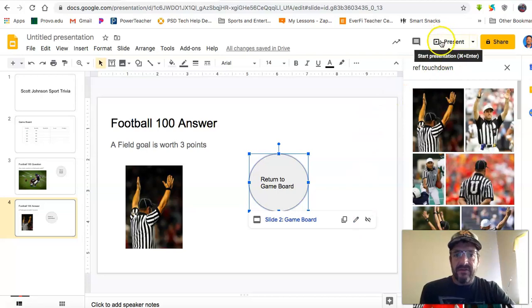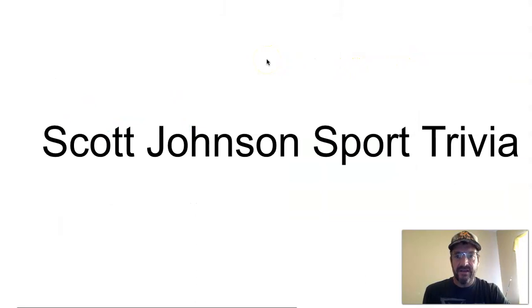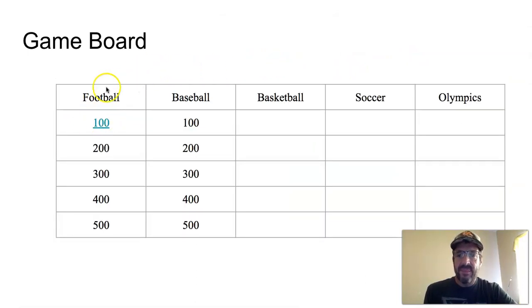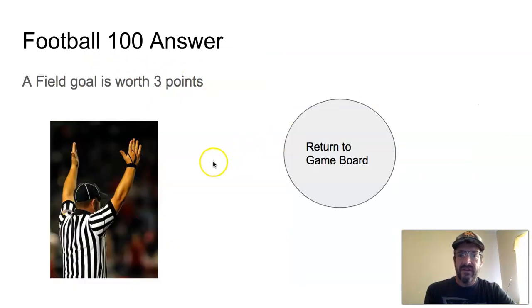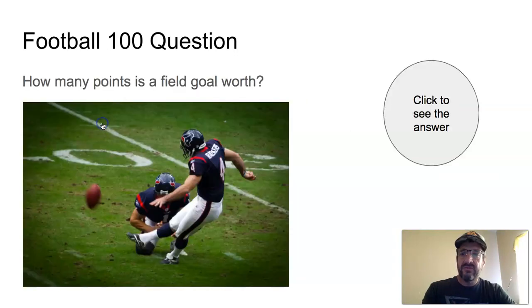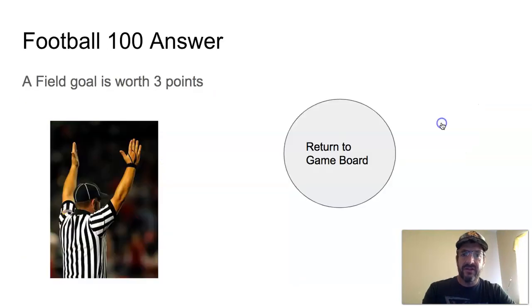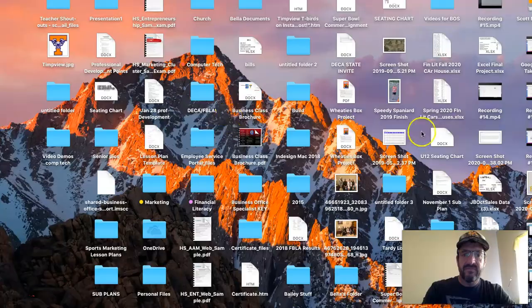All right, so let's see what that looks like. If I go to present, let's go back to the beginning. Okay, so here's my game board. I can click on Football 100. Here's my question. Click here to see the answer. Click on that. It will take me to my answer slide. Boom, it takes me back to my game board. Okay, pretty simple. So a number link goes to the question, the question link goes to the answer, and the answer link goes back to the game board. Okay.